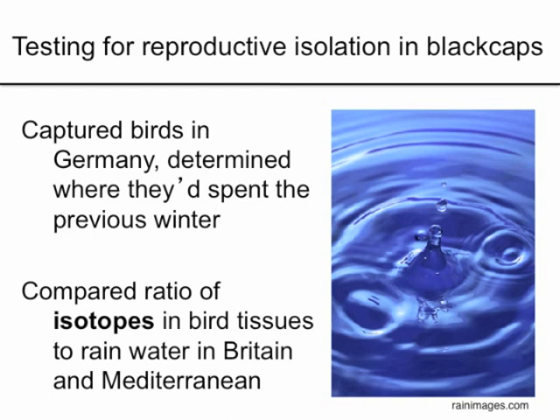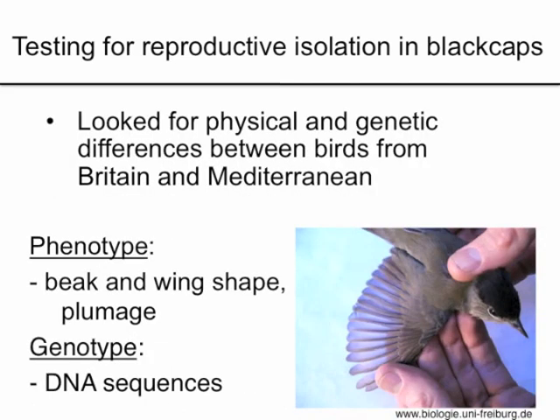In the different regions and countries that they migrate to, there are different concentrations of certain isotopes, so different kinds of atoms, in the water. Researchers were able to look at the birds' tissues and determine from that where they'd spent their previous winter, whether in Britain or in the Mediterranean. So for captured birds in Germany, they first determined where they'd spent their winter, and then they looked at these birds for physical and genetic differences between the two groups.